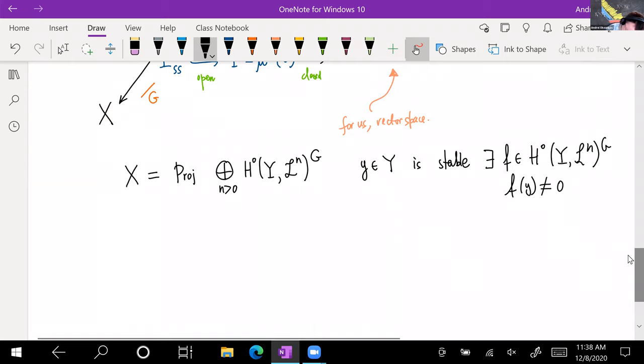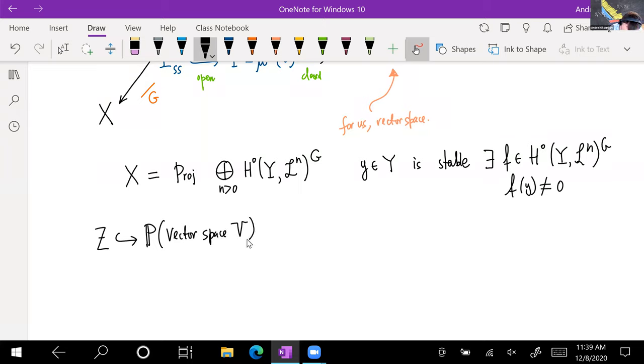So what does it mean that this happens? Well, we may as well assume that we can take an embedding of Y in Z. What does it mean geometrically? We can take Z to be some projective space of some vector space, so that L, we just use L as the ample line bundle, is the pullback of O(1) under the embedding. We can always do this.